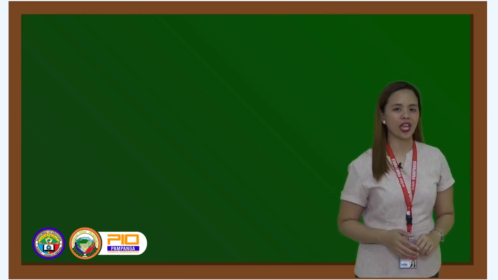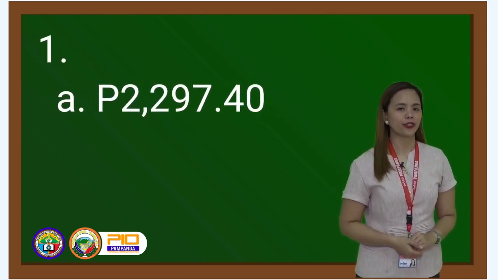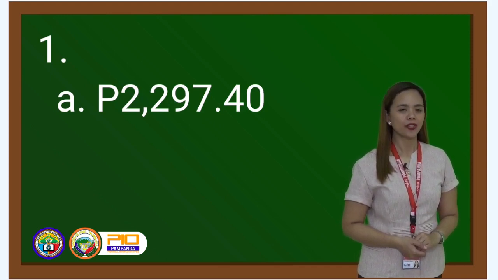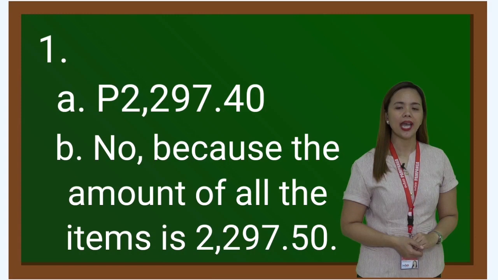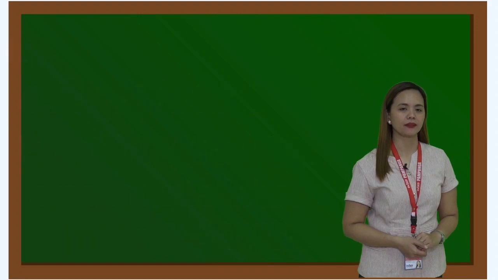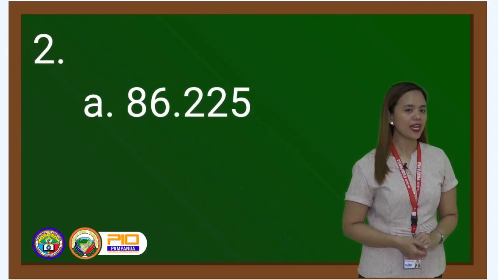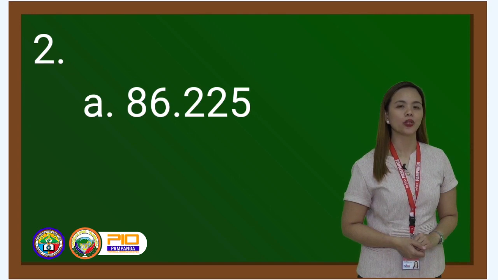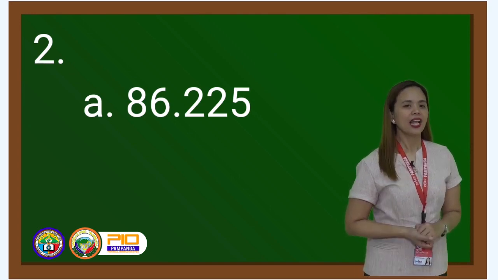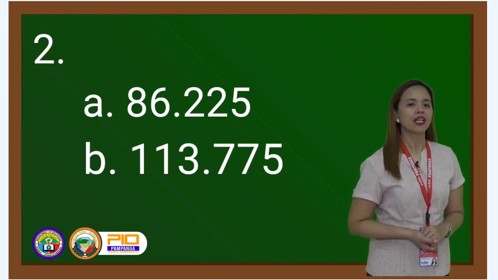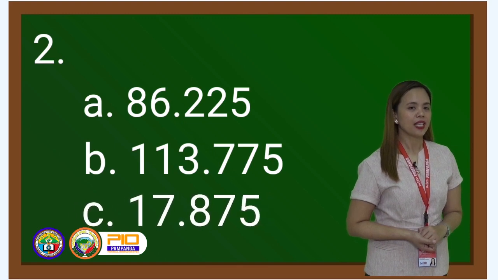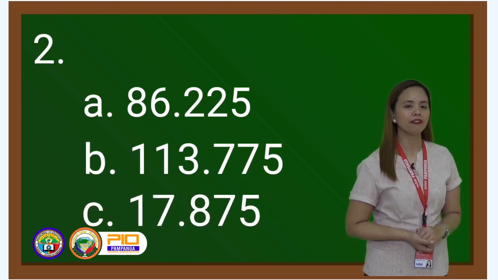Time's up! Let us check your work. Number 1, letter A. 2,297 and 40 hundredths. Letter B. No, because the amount of all the items is 2,297 and 50 hundredths. Number 2, letter A. 86 and 225 thousandths. Letter B. 113 and 775 thousandths. Letter C. 17 and 875 thousandths.